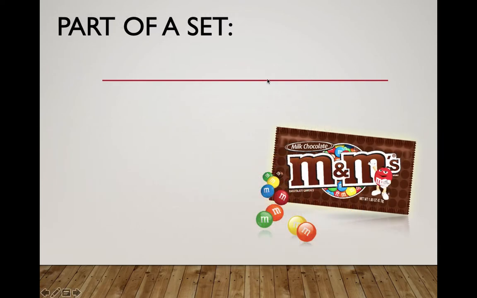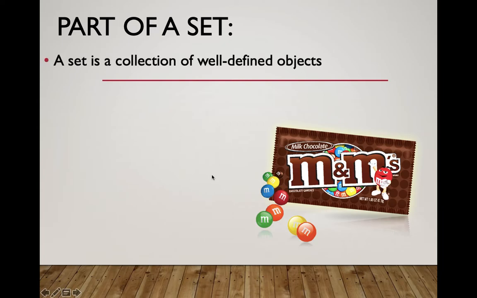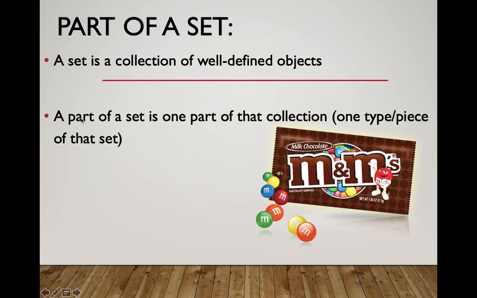Next, you could look at it as part of a set. So if you think of a set like a whole bag of M&Ms, if you have one M&M, you would have like 1/12 or 1/30th, depending on the size of the bag. 1 out of 30. Okay, so it's not like one huge M&M. It's a collection of well-defined objects. You don't need to write all these side notes. A part of a set is one part of that whole collection. So if we did all the orange M&Ms, it'd be like 5/25.